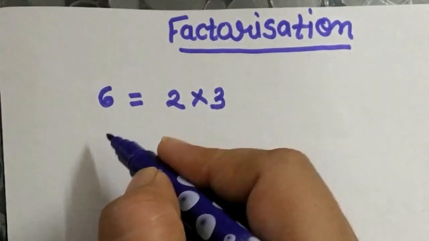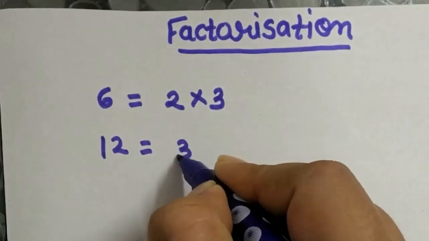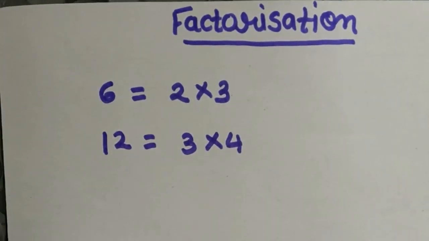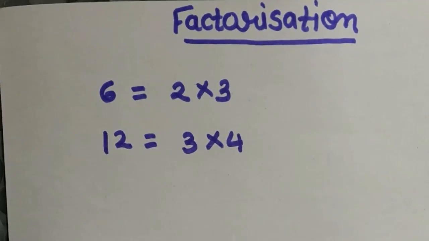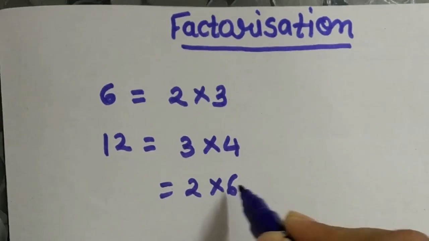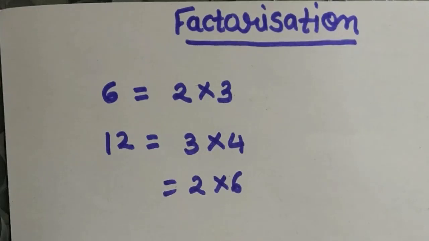So if we have to write the factors of 12, we can say that 3 and 4 are factors of 12. Same way we can say that 2 and 6 are also factors of 12. Here 3 4s are 12, so 3 and 4 are factors of 12. Same way 2 6s are 12, so 2 and 6 are also factors of 12.